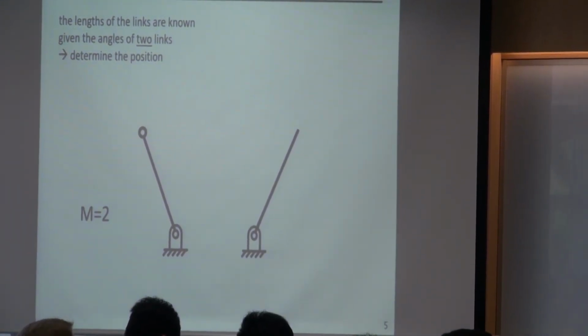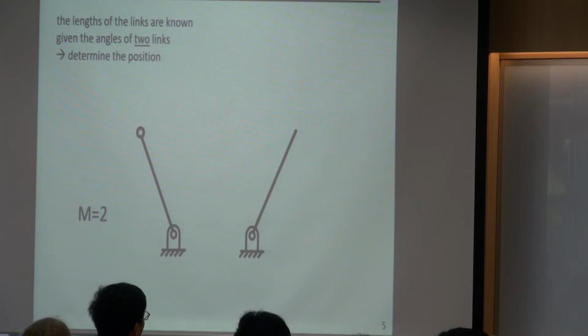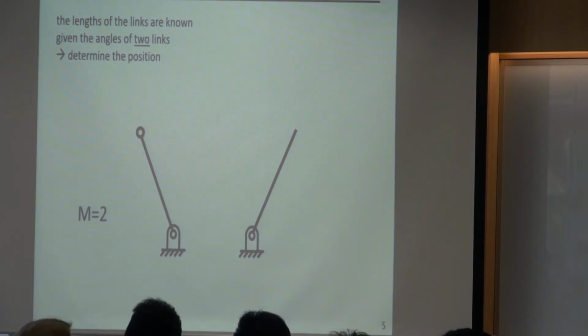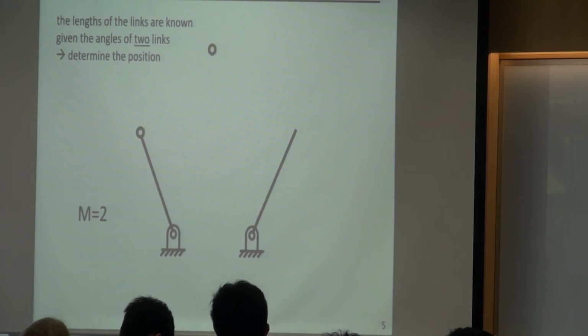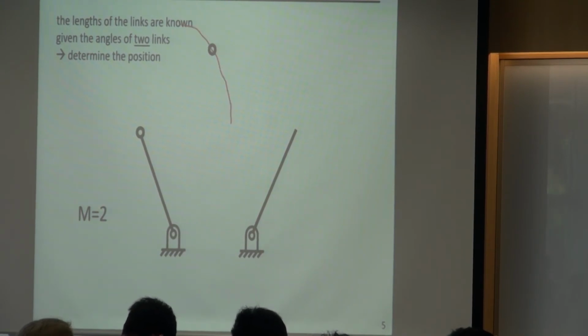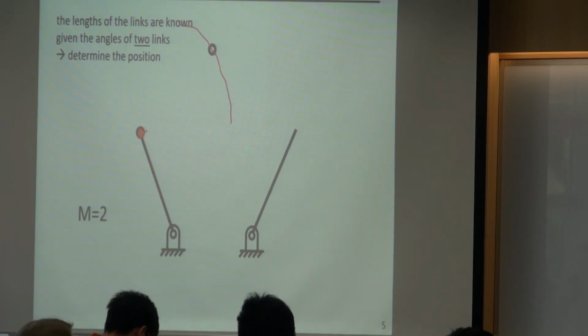It's the same as the 4-bar case. You just use a pair of compasses. If you know the length, you just draw an arc. I didn't draw it in the slides, so I just draw it by hand. If you know the length of bar 3, you can use this point as a center to draw an arc, and use this one as a center to draw an arc.